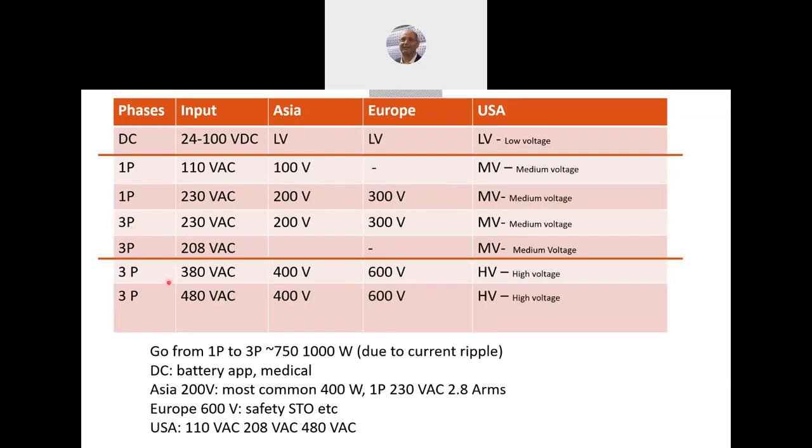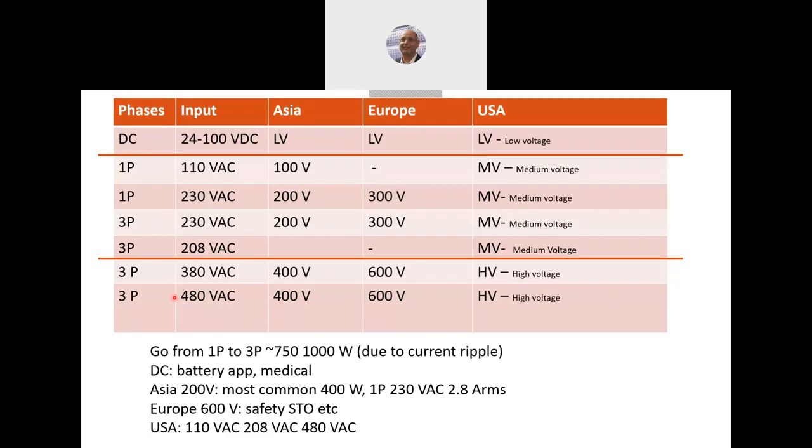Now we have the three phase of the high voltage. So we have either 380, this is what we have here in Israel, in Europe, in China. And don't forget, if you design a high voltage and you bring it to USA, they give you a little bit more.